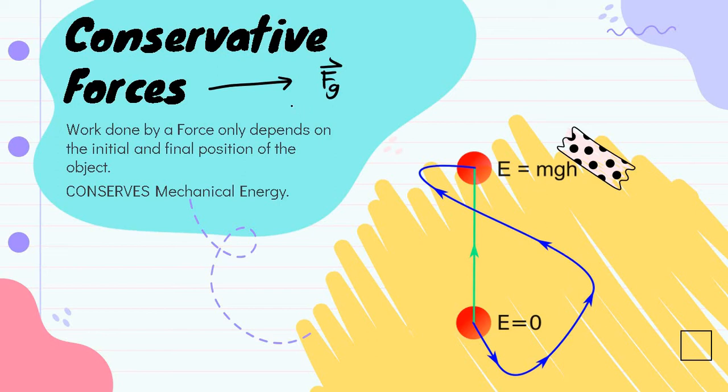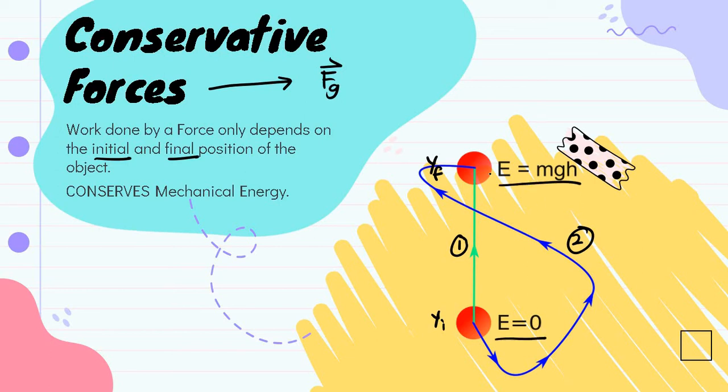Alright, so how do we define conservative forces? Work done by a force only depends on the initial and final position of the object. So basically, we only look at the initial and the final position of the objects, regardless of the path they took. Let's look at the example in the lower right portion of the slide. This is the initial position, let's label that as y sub i, and this is the final position, let's label that as y sub f. The green line is the first path taken by the particle, and the blue line is the second path taken by the particle.